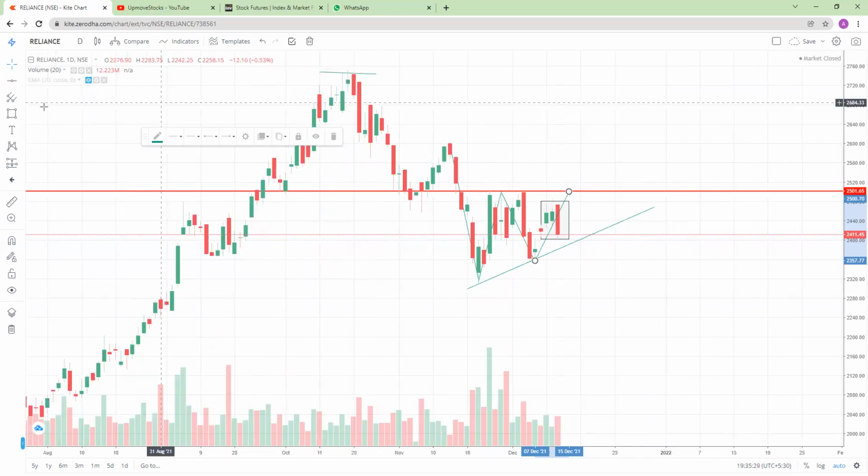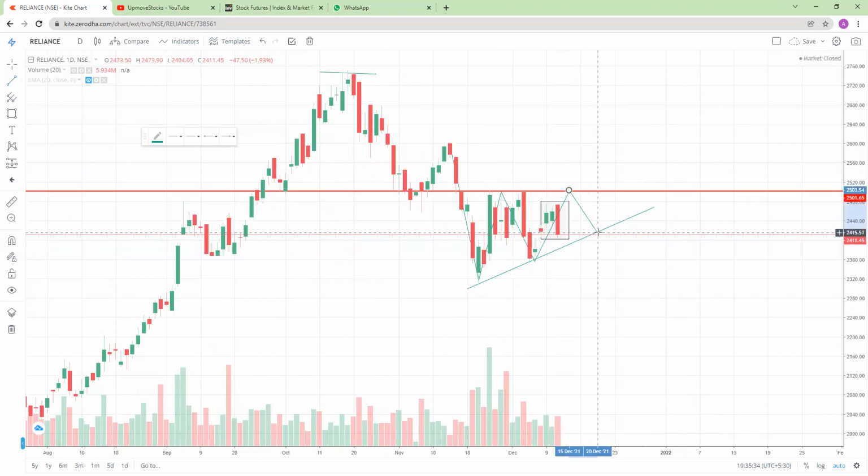So what is our prediction? As I said, we are not astrologers, so we can't say where it is going to go, but yet it will continue to find resistance here.